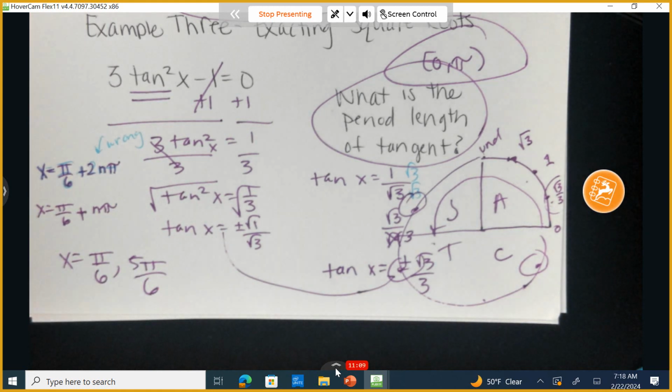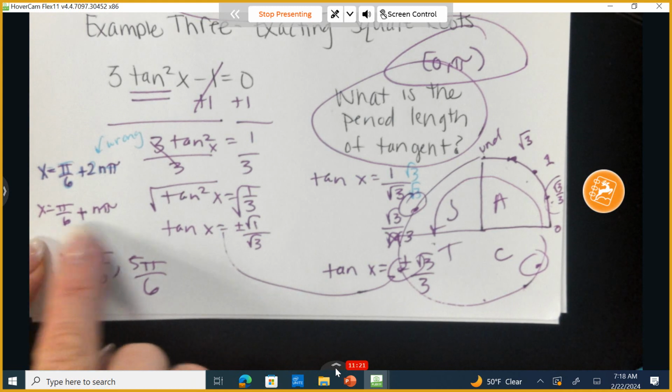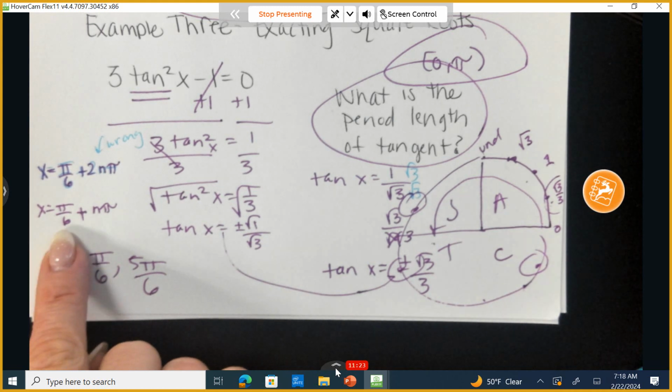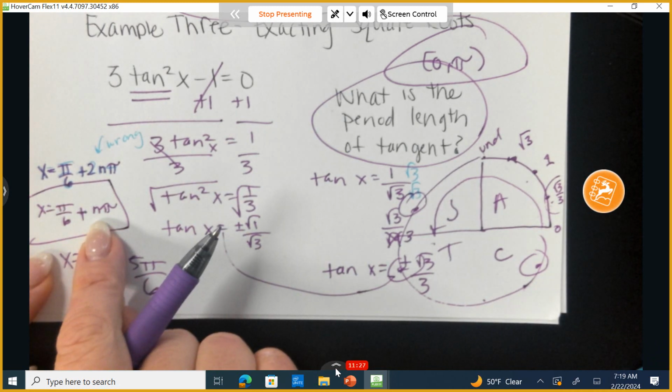N allows us to be any integer or any whole number that allows us to see, like, I could say, instead of just doing 1 cycle, we want to do 2 cycles, or 3 cycles, and it gives us a number of solutions based on how many period lengths we want to see.